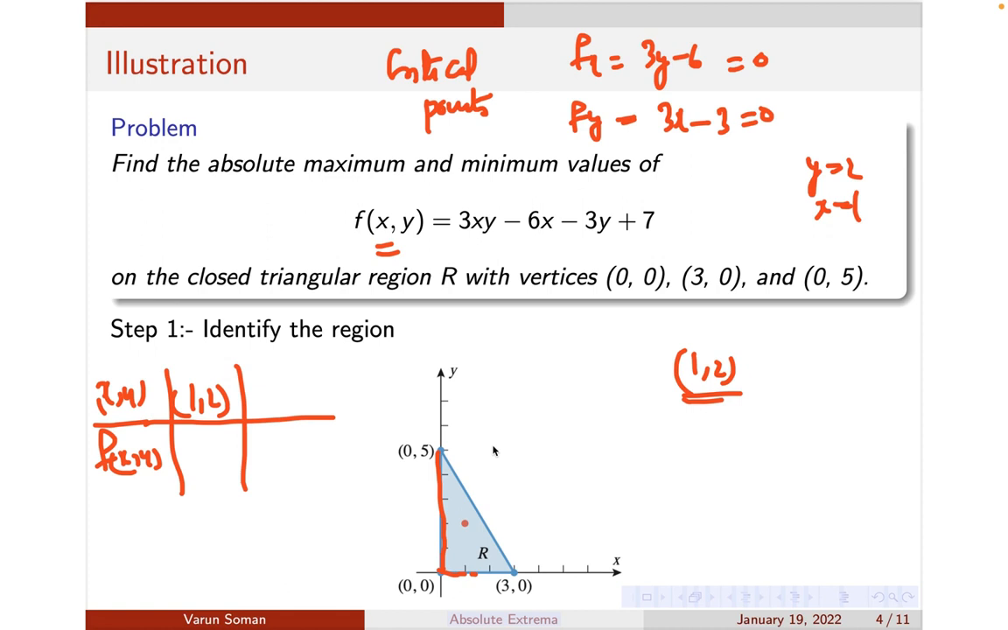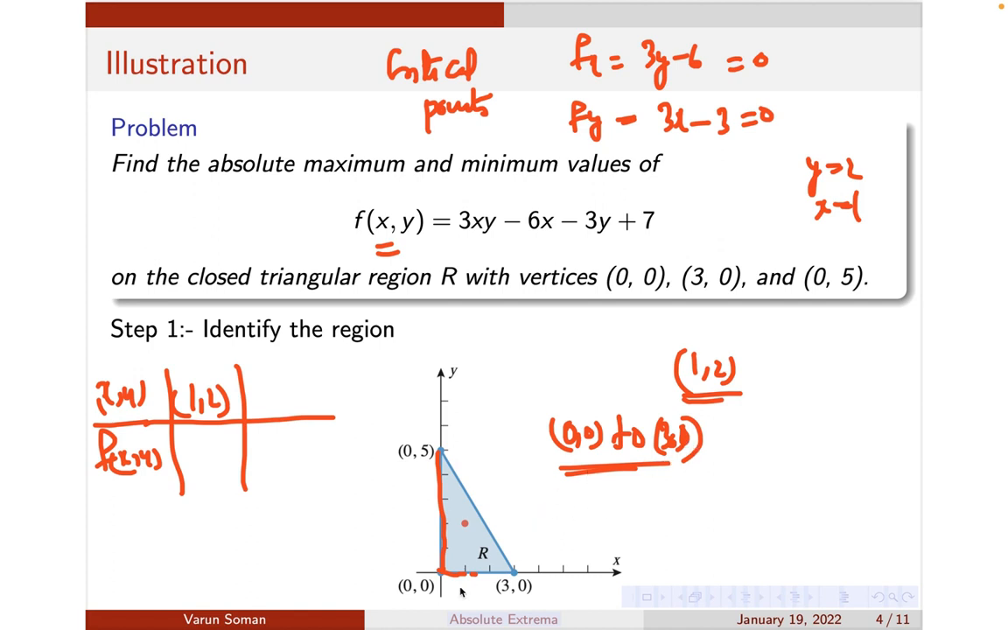Now I will tell you how to check along the boundaries. It's very simple. Take one boundary. For example, take the boundary which is the line segment joining (0, 0) to (3, 0). In that boundary, the idea is we'll write the equation of that line segment.